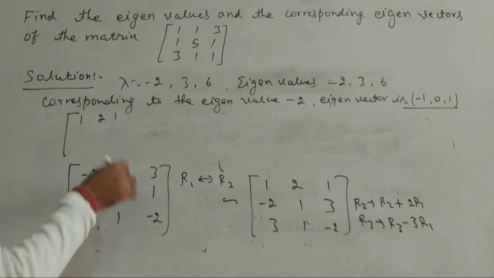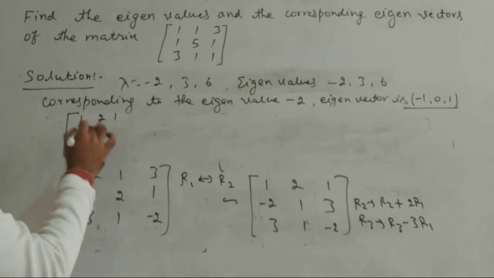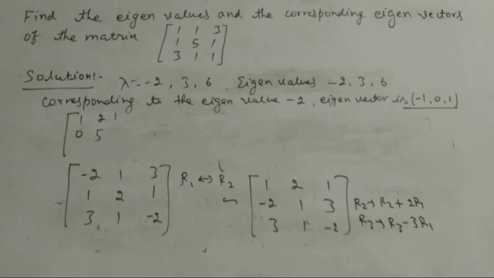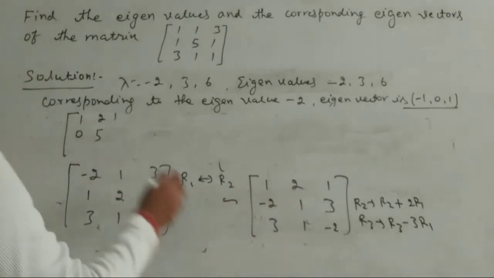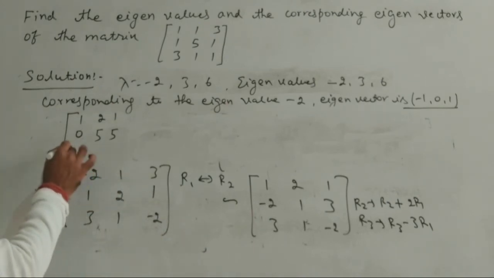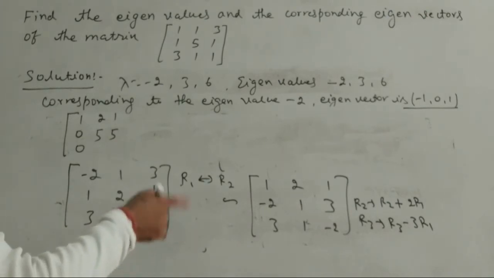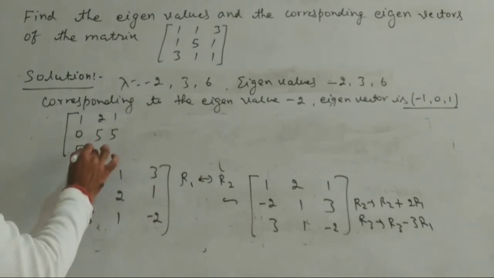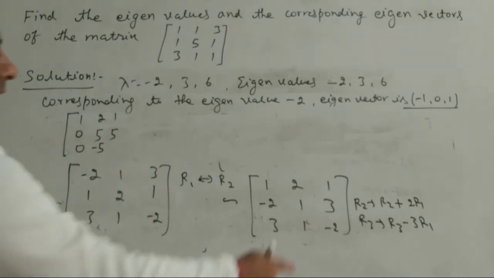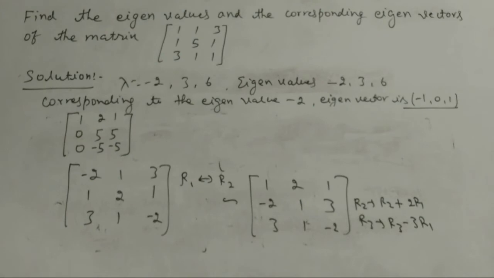Then the value is 1, 2, 1; minus 2 plus 2 is 0, 1 plus 4 that is 5, and this term 3 plus 2 that is 5. R3 minus 3R1: 3 minus 3 is 0, 1 minus 6 that is minus 5, and minus 2 minus 3 again is minus 5.